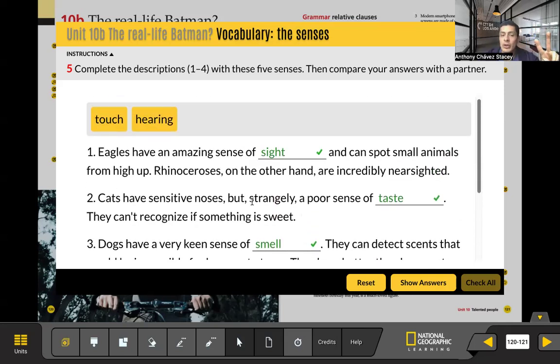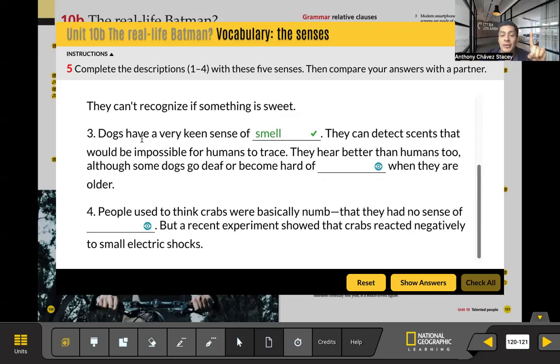We have 2 more. Keep a look at these 2, because we are just going to see touch and hearing. The first one: they hear better than humans. Although some dogs go deaf or become hard of hearing when they are older. What do you think? Touch or hearing? Hearing. Yes, everybody, can you say this word? Hearing. And the final one: people used to think crabs were basically numb. Now they had no sense of touch. Pretty great job so far.